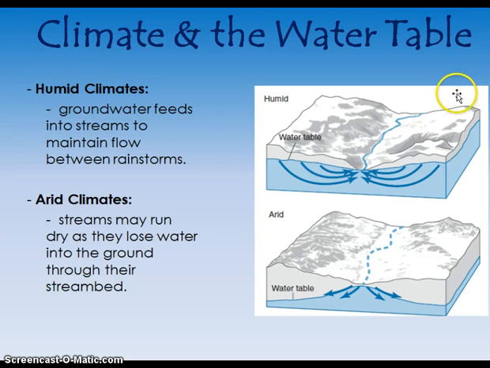Climate does affect the water table. A more humid climate is going to obviously have more infiltration into the ground, which is going to increase the height of the water table.